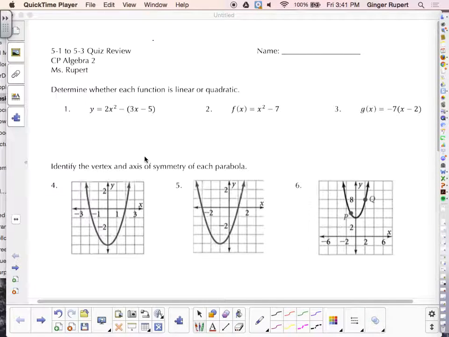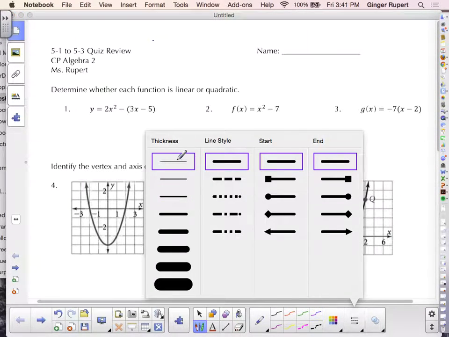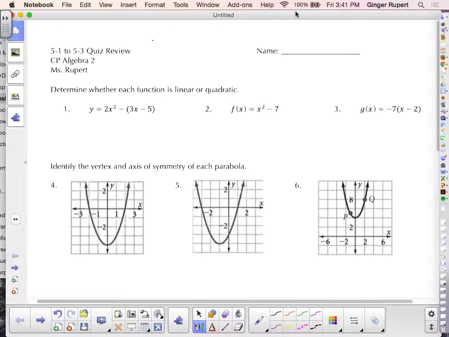As promised, here is a video version of the quiz review worksheet. So for those of you who are looking at the review sheet answers and you're still a little uncertain about how to go about doing the problems, hopefully this will give you some idea of what you should be looking at. Questions 1 through 3 ask you to determine whether each function is linear or quadratic.